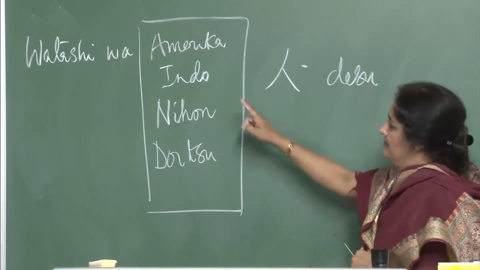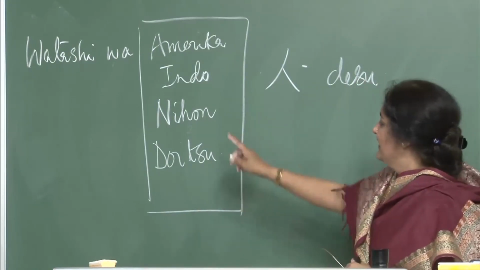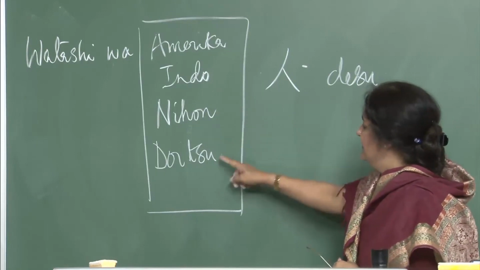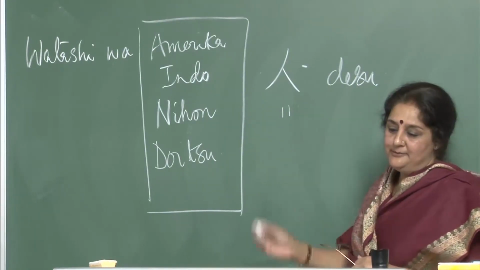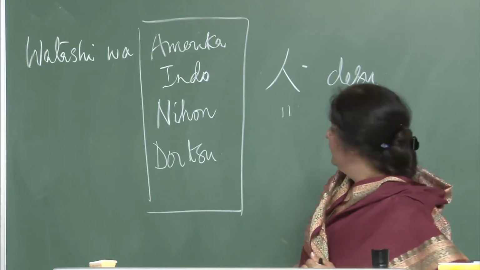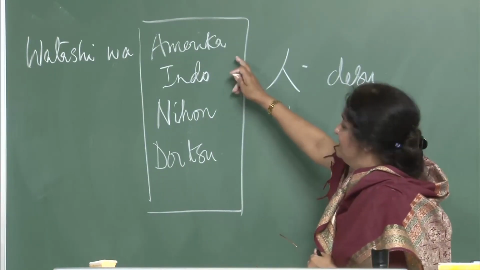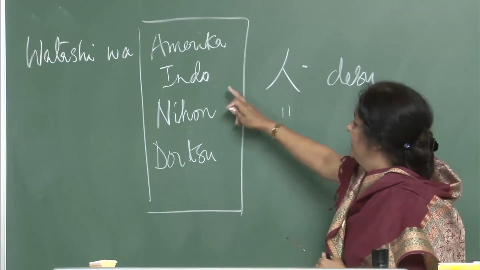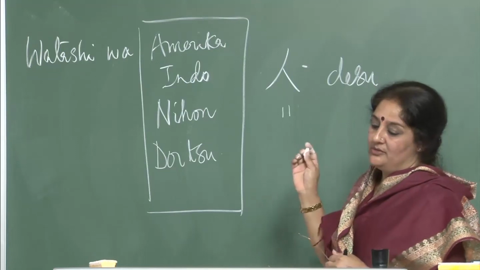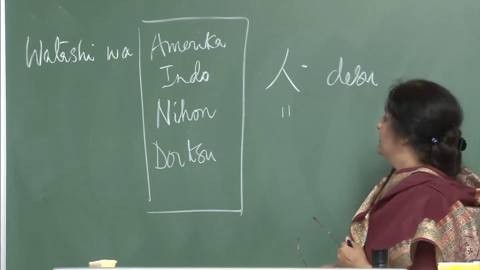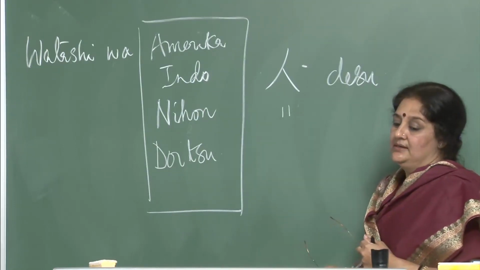watashi wa America jin desu. Watashi wa Indo jin desu. Watashi wa Nihon jin desu. Watashi wa Doitsu jin desu. Now, jin over here means person, and it says watashi wa, I am American, I am Indian, I am Japanese and I am German. So, jin is used for a person belonging to that country.